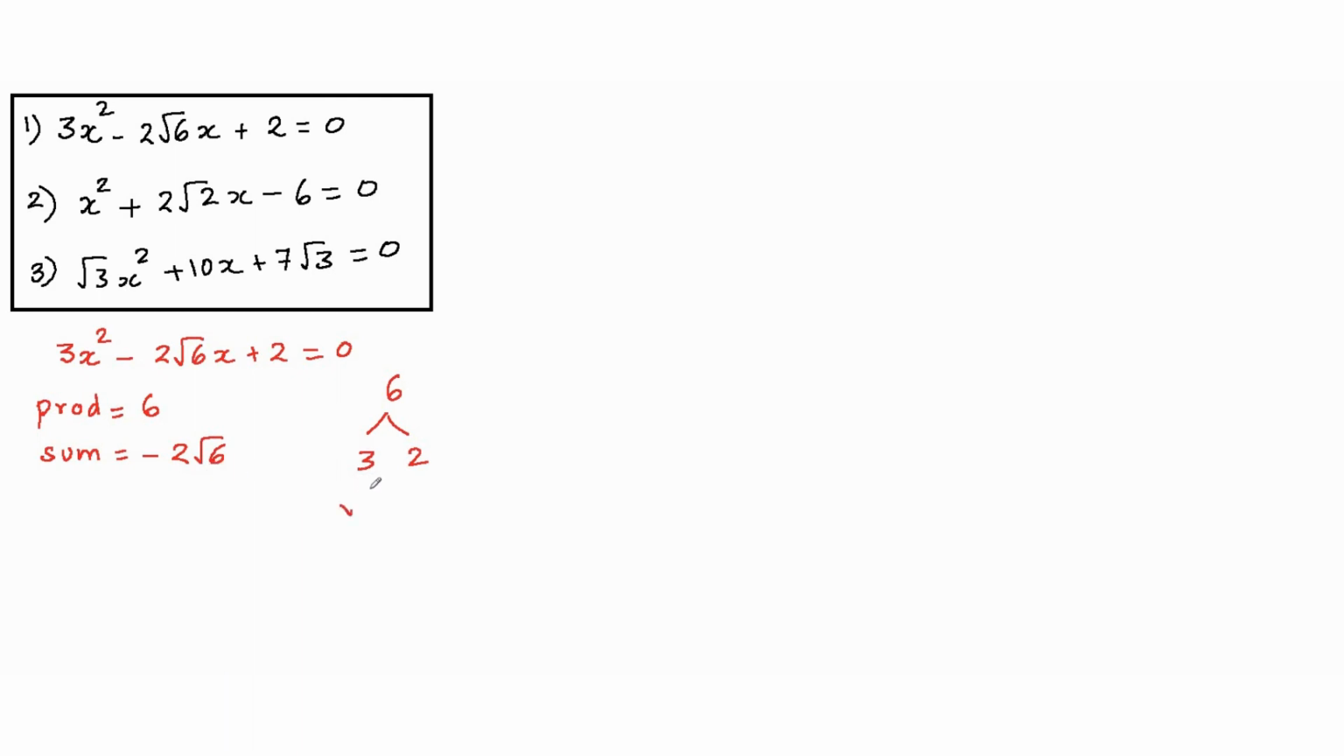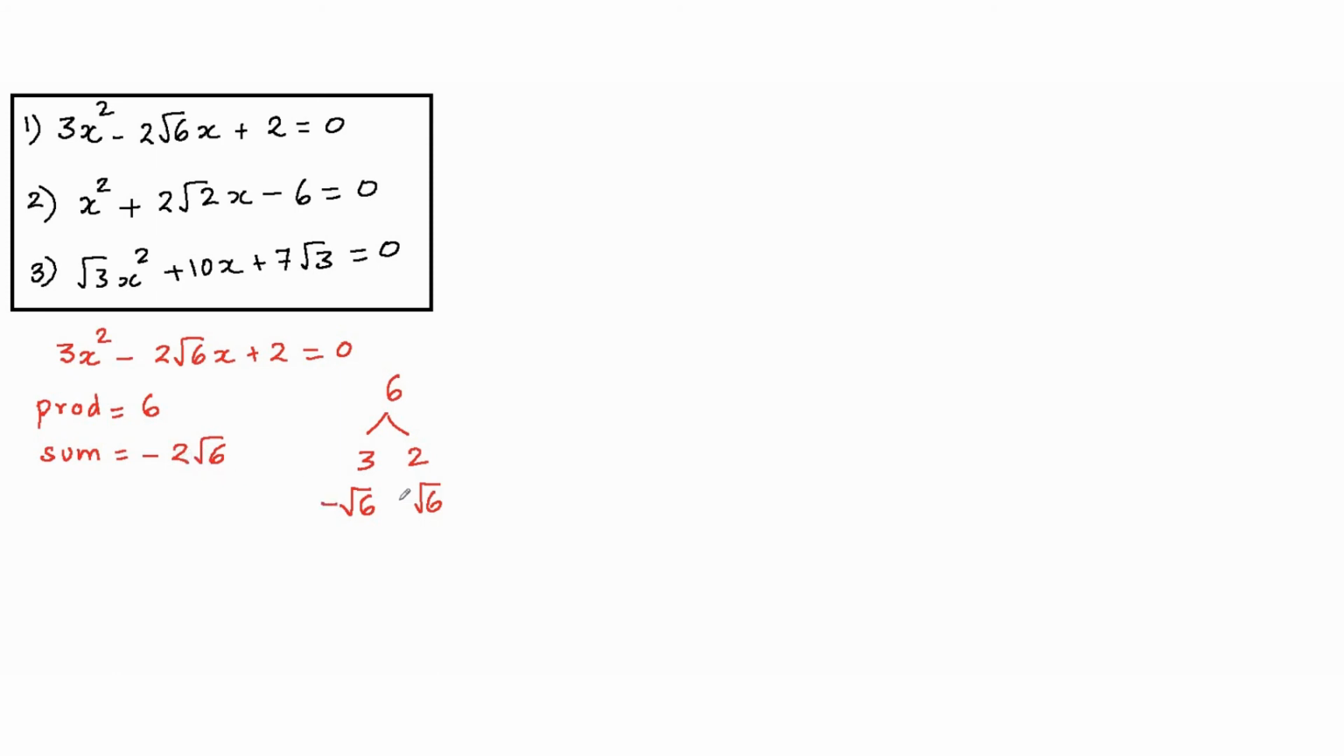So what I'm trying to tell you is, why not split it as root 6 and root 6? Let us see if this works. What is root 6 multiplied by root 6? Root 6 multiplied by root 6 is 6. So the product condition is satisfied. And I want the sum as negative 2 root 6.